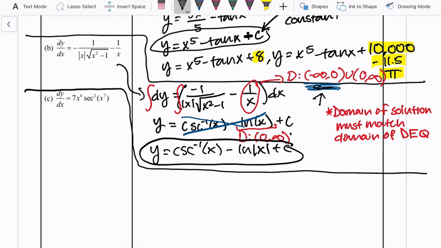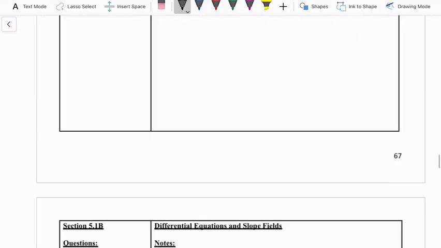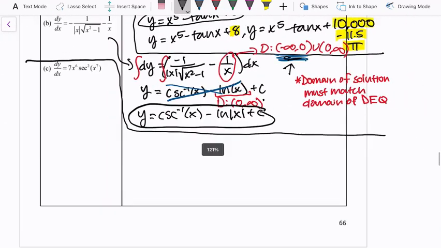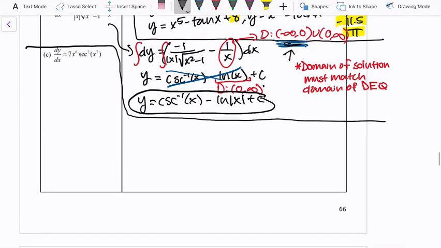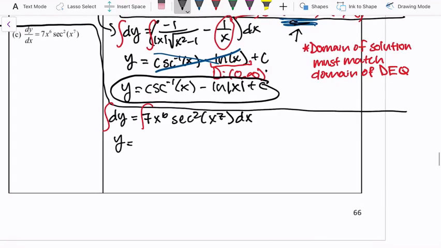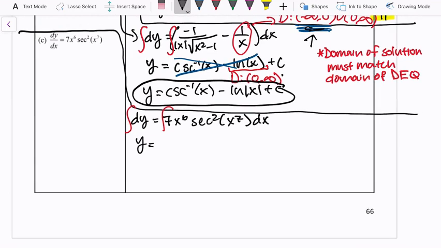So I'm already going to split this up. Oh, went too far. There we go. Okay, so we'll have dy equals 7x to the 6th times secant squared of x to the 7th, multiplied over that dx. Okay, so we're going to antiderive both sides. We've done a lot where we're adding or subtracting different functions together, but we haven't had anything where we are multiplying those functions together. So this is where we're going to have to start looking for some little hints.